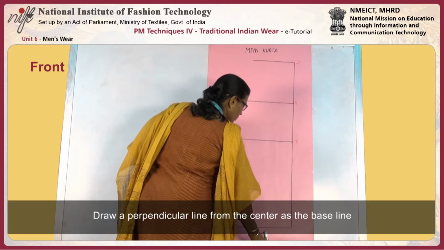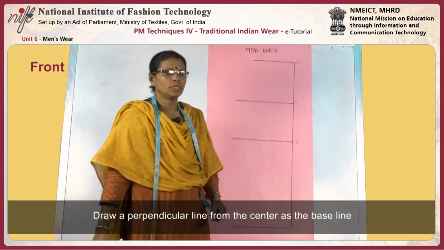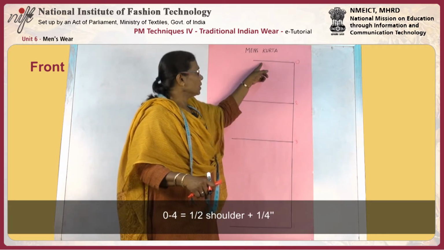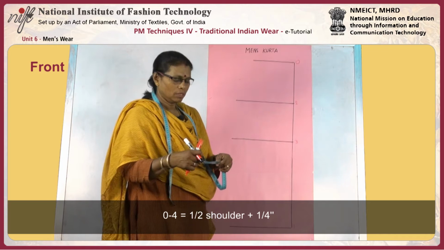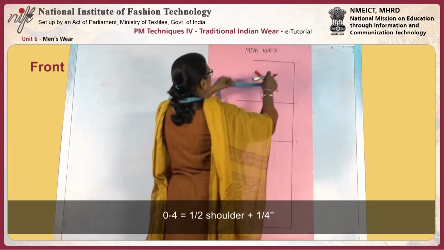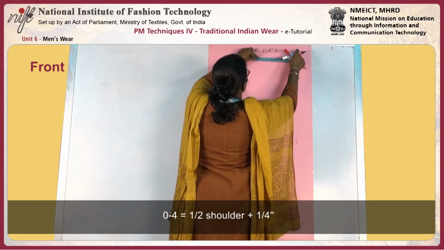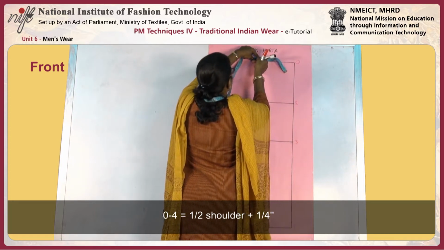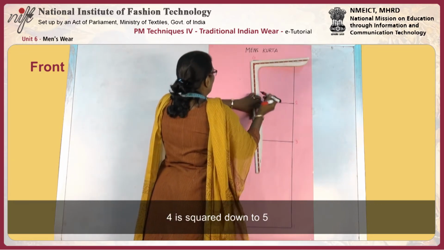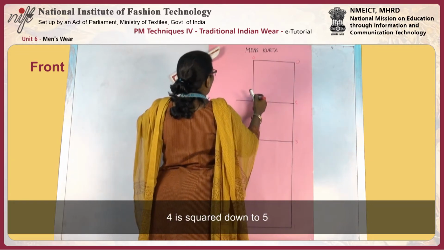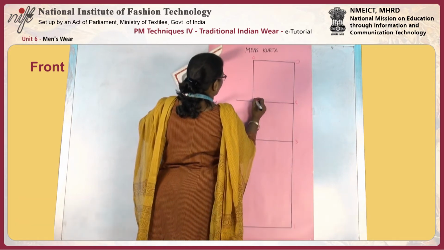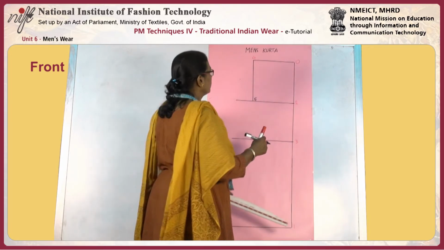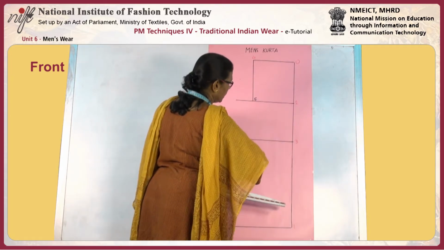Then mark the shoulder. 0 to 4 is equal to off shoulder plus quarter inch. Shoulder 17, off shoulder is 8.5 plus quarter, 8 3/4. Square down 5 from 4. So this is the center line.